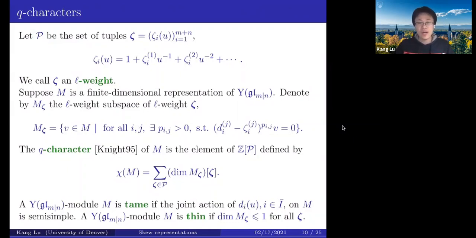So one of our main goals is to try to understand the tame modules for the Yangian. A Yangian module is tame if the joint action of all those Cartan-like currents is semisimple, which means it is diagonalizable. Another one is called the same, where it means it's diagonalizable and the joint spectrum is also simple. So the l-weight space actually has dimension one. So it also means it must be diagonalizable.